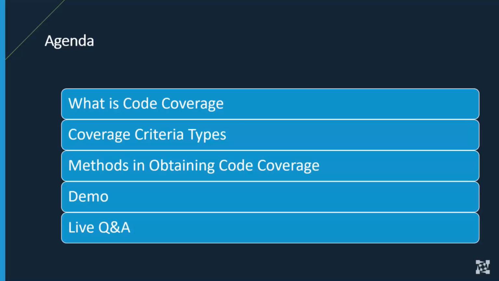On the agenda, I'm going to start by putting code coverage in context and provide a quick introduction to what is code coverage. Then I'm going to touch on the requirements and nuances on standards compliance for code coverage, including the different criteria or types by which code coverage is measured. I'll then follow it up by the various methods and practices used in obtaining code coverage.